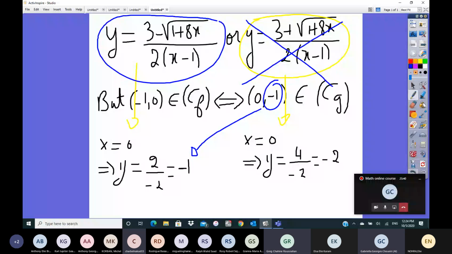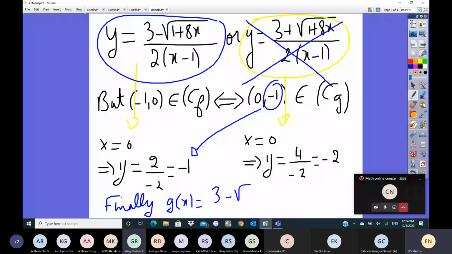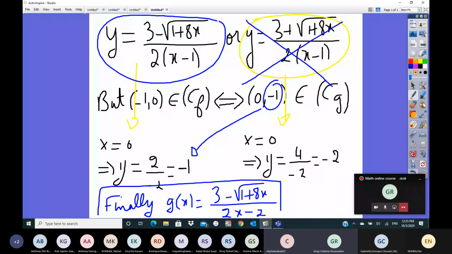So what do we say? We say y equals 3 minus radical 1 plus 8x, so g of x is 3 minus radical 1 plus 8x over... Can we choose the minus 2? Yes, of course you can. The interval we can take is from minus 4 over 3 to 0.